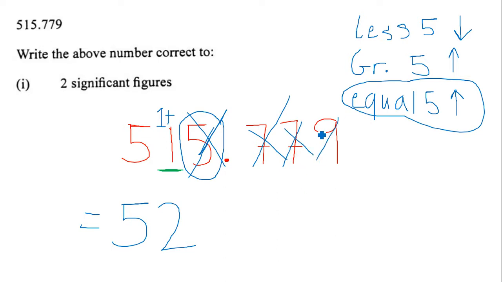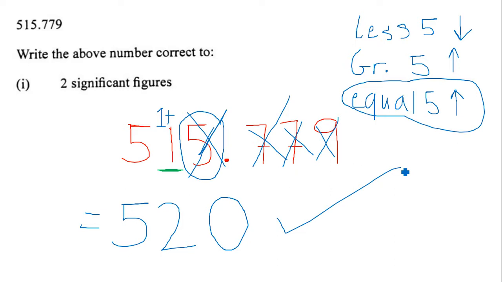Could you draw in the zeros, or could you just leave it as 52? No, you have to put in 520. That's your answer. Okay, 520. And that's it right there. Any questions on it?